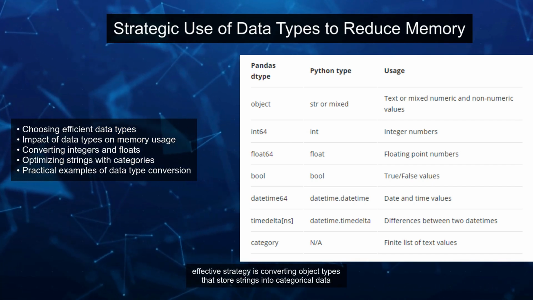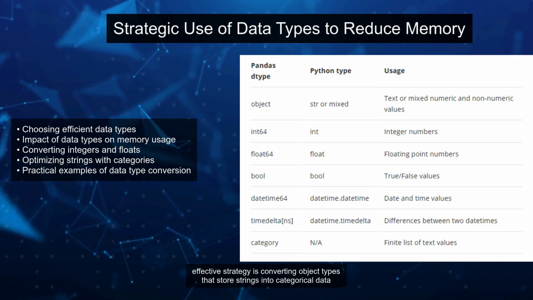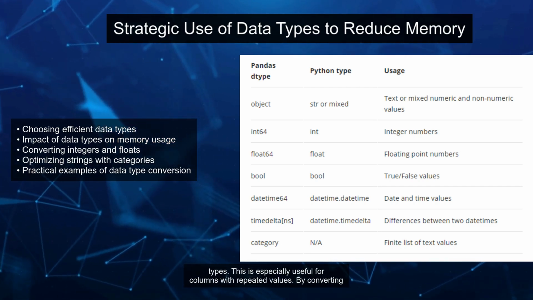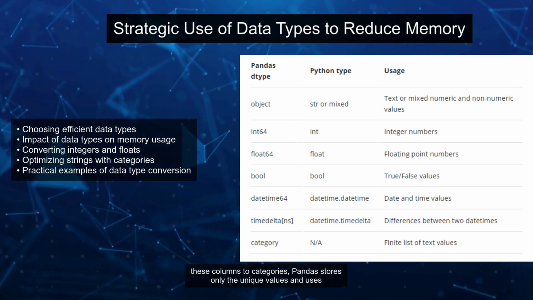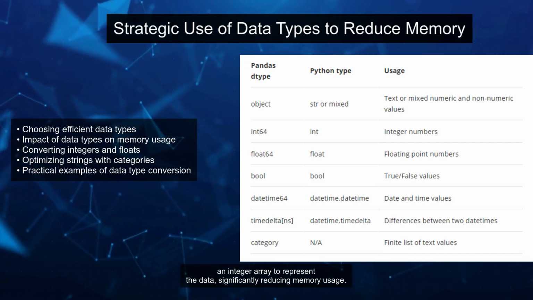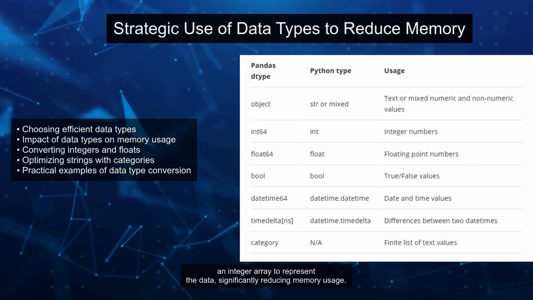Another effective strategy is converting object types that store strings into categorical data types. This is especially useful for columns with repeated values. By converting these columns to categories, Pandas stores only the unique values and uses an integer array to represent the data, significantly reducing memory usage.